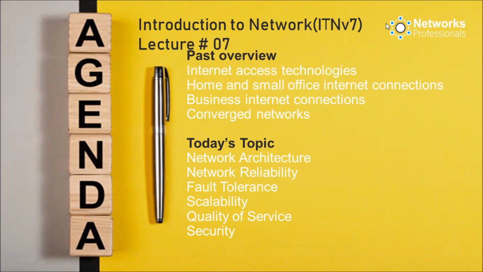In our previous lecture, we discussed Internet access technologies, home and small office Internet connection types, business Internet connections, and converged networks. Our today's topic is network architecture or a reliable network architecture. The main components of network architecture of today or a reliable network are fault tolerance, scalability, quality of service, and security. So let's take a start and elaborate all these points one by one in detail.